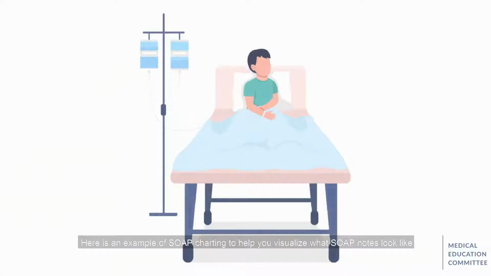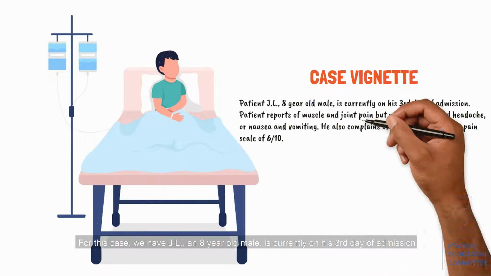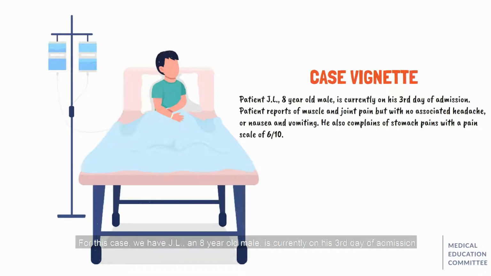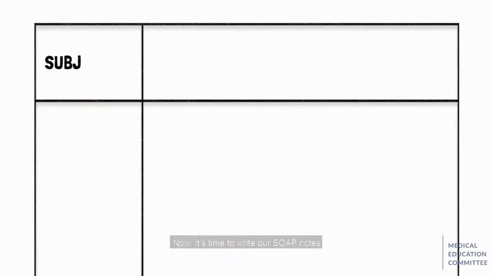Here is an example of SOAP charting to help you visualize what SOAP notes look like. For this case, we have JL, an 8-year-old male who is currently on his 3rd day of admission. The patient reports of muscle and joint pain, but with no associated headache, nausea, or vomiting. He also complains of stomach pains with a pain scale of 6 out of 10. Now it's time to write our SOAP notes.